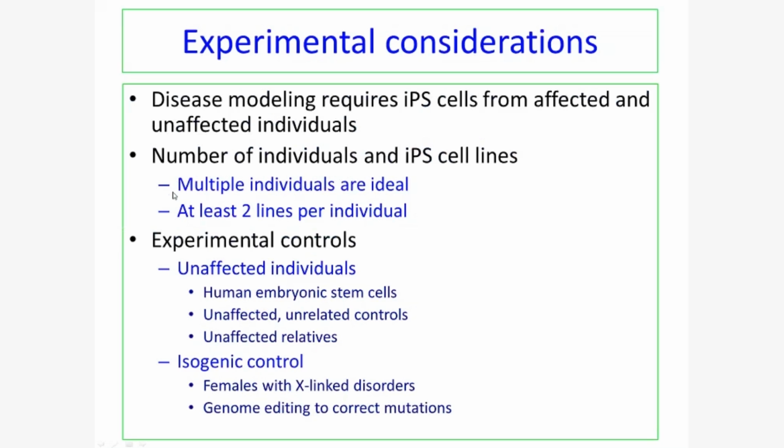Much of the published literature is based upon comparing one affected individual to one unaffected individual, but more and more studies are trying to expand into including multiple individuals with disruption of the same gene, and particularly in including multiple unaffected individuals. And when we talk about the experimental controls that are used, ideally, we're working with iPS cell or pluripotent cell-derived neurons from unaffected individuals. Many studies have used human embryonic stem cells as the control.